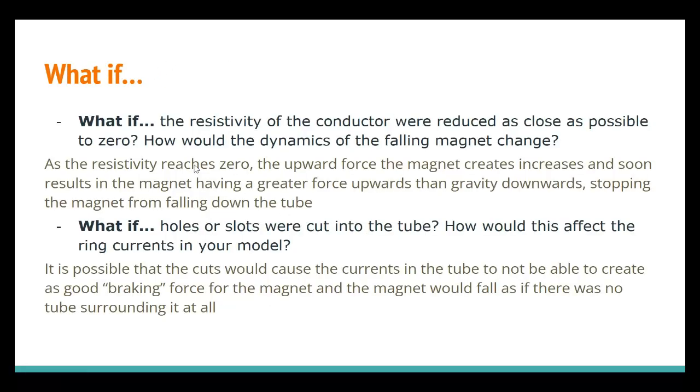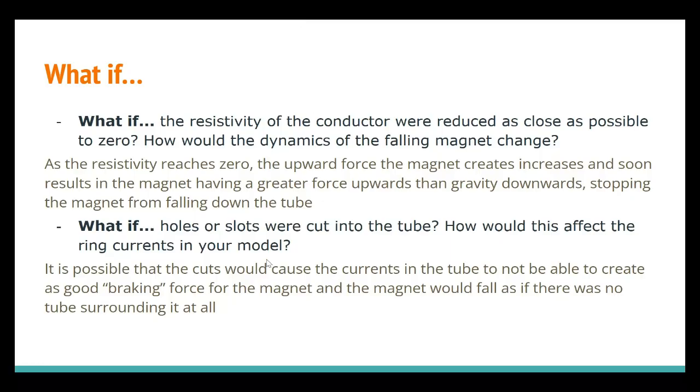We have some what-ifs. What if the resistivity of the conductor were reduced as close as possible to zero? How would the dynamics of the falling magnet change? As the resistivity reaches zero, the upward force the magnet creates increases, and soon results in the magnet having a greater force upwards than gravity downwards, stopping the magnet from falling down the tube.